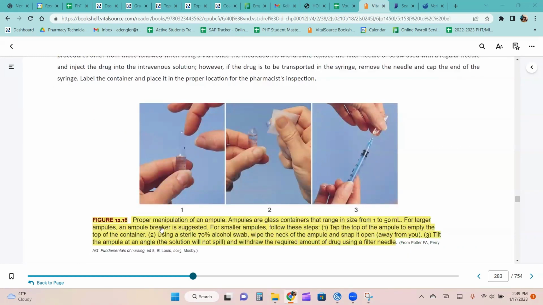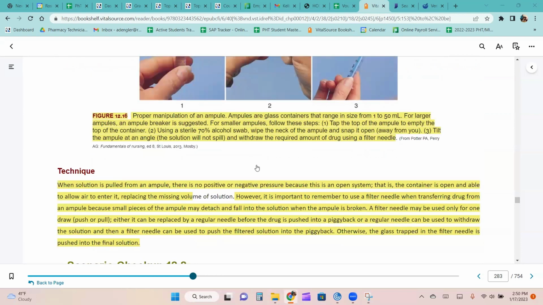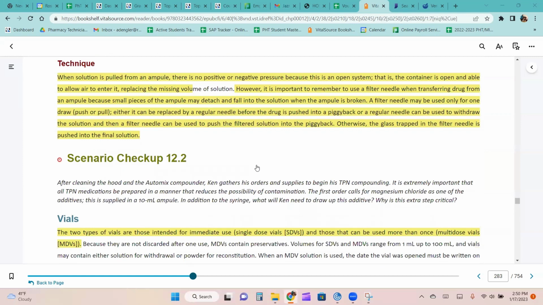Figure 12.16 shows the proper manipulation of an ampule. So you can grab a gauze and break it with your hand like they did. Or if your facility allows ampule breakers, you could do that. So when a solution is pulled from an ampule, there is no positive or negative pressure because this is an open system. That is, the container is open and able to allow air to enter it, replacing the missing volume of solution. However, it is important to remember to use a filter needle when transferring drug from an ampule because small pieces of the ampule may detach and fall into the solution when the ampule is broken.